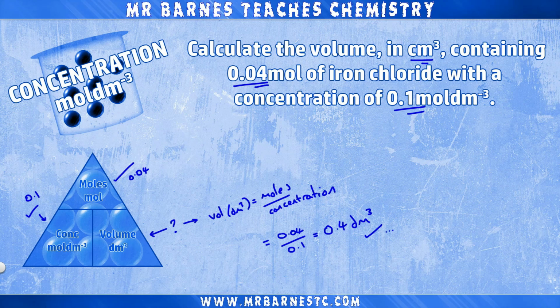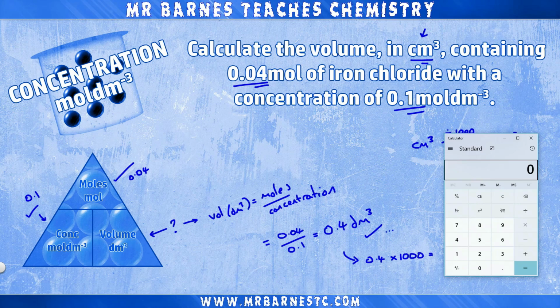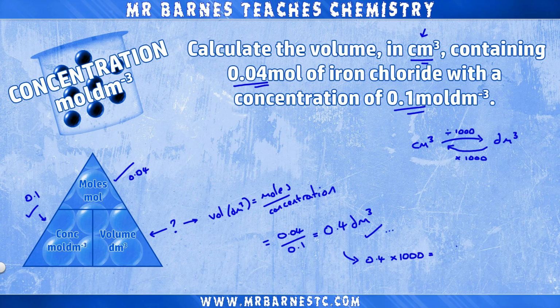However, the question is asking for the volume in centimeters cubed. We know that to go from centimeters cubed to decimeters cubed, you divide by 1,000, so to go the other way, we need to multiply by 1,000, which is 0.4 times 1,000, coming out at 400 centimeters cubed.